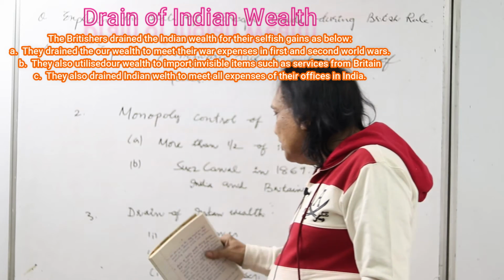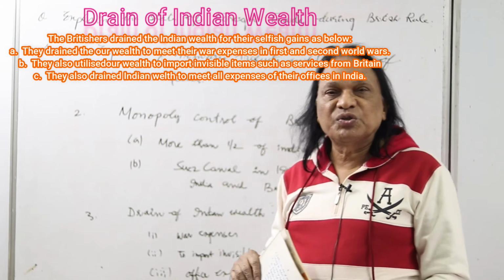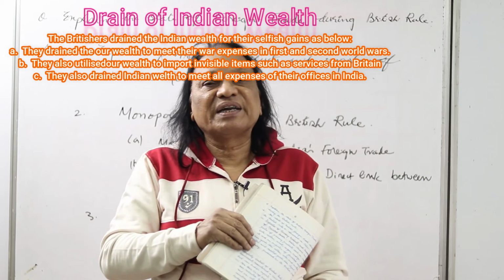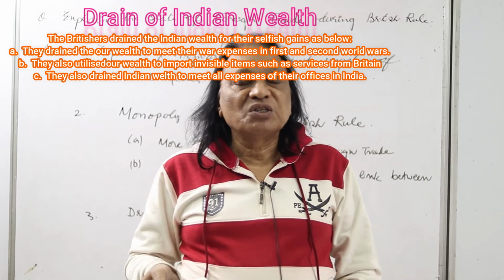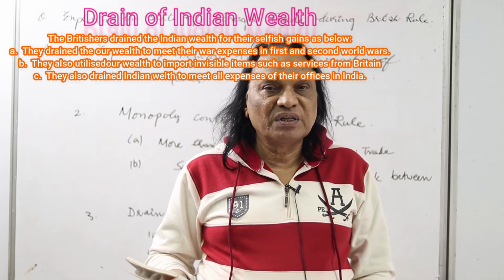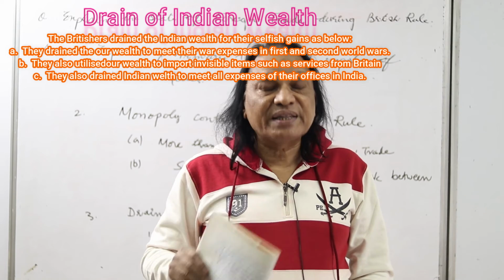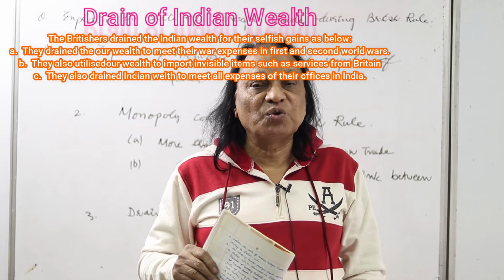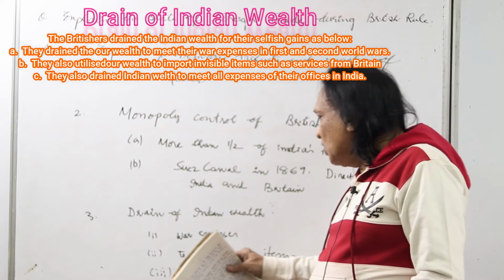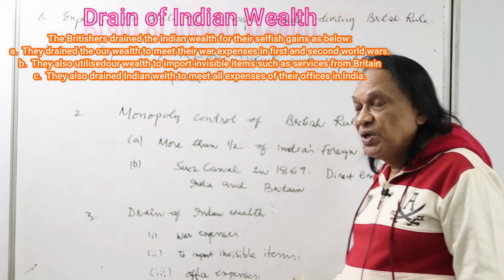They used it in war expenses during the Second World War, during the First World War, and England had many wars. So during those wars, they used the wealth accumulated in India. So that is the drain of Indian wealth. And the second point, to import invisible items.